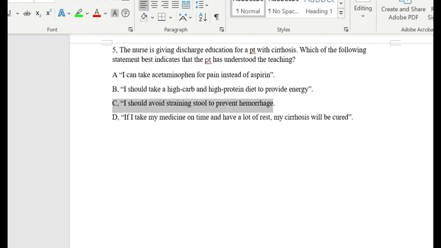And C, I should avoid straining stool to prevent hemorrhage. And that is the right statement because cirrhosis patients have very low clotting factors. So the patient is at very high risk for bleeding out. So C is the correct answer. And let's see option D. If I take my medication on time and have a lot of rest, my cirrhosis will be cured. Well, unfortunately, cirrhosis is a chronic disease. It can be controlled, but it will never be cured.